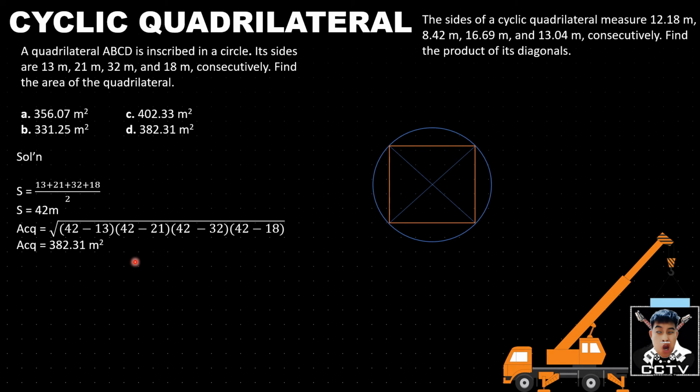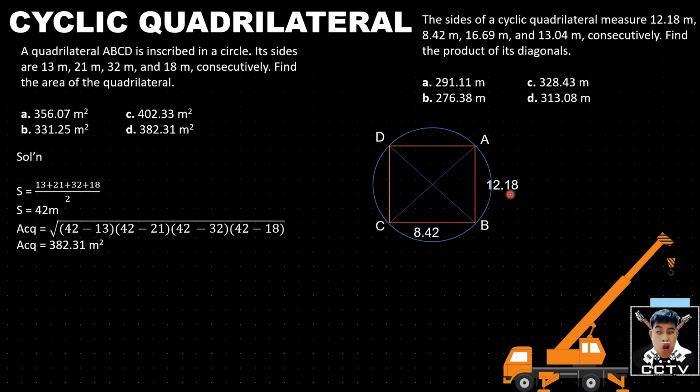Another example, the sides of a cyclic quadrilateral measured 12.18 meters, 8.42 meters, 16.69 meters, and 13.04 meters consecutively. Find the product of its diagonals. Sabi natin kanina na ang diagonals is, the product of diagonals is equals to this one, the parallel sides, pag timesin mo lang and add mo.